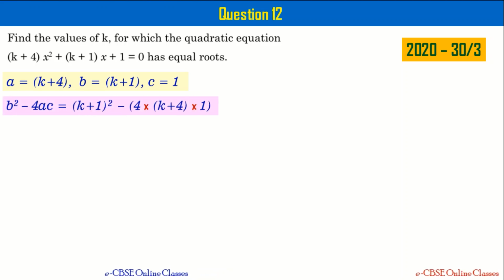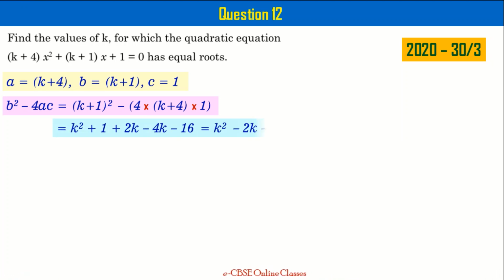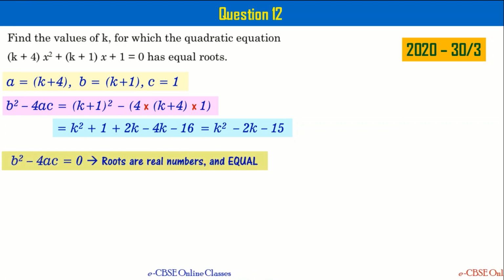And we know the formula for a discriminant. Substitute all these a, b, c values into the b square minus 4ac equation and simplify it such that you get b square minus 4ac equal to k square minus 2k minus 15, right? And in the problem statement, it was said that we want to have equal roots for the given equation. We know that when the roots have to be equal, b square minus 4ac has to be equal to 0. It means k square minus 2k minus 15 has to be equal to 0.